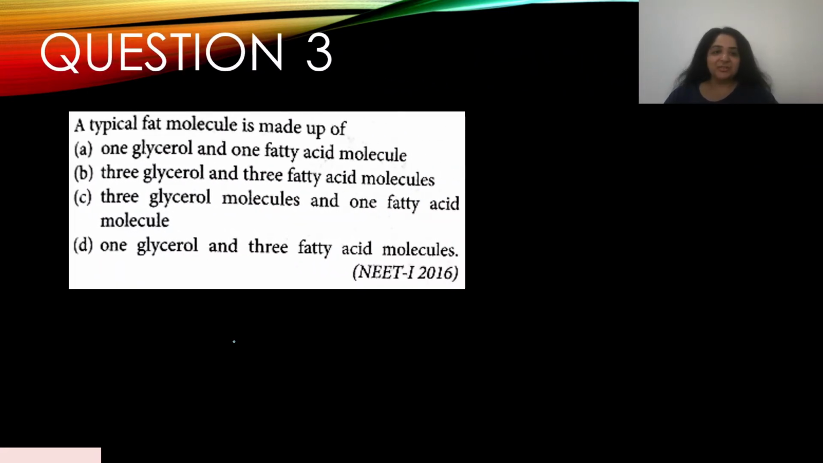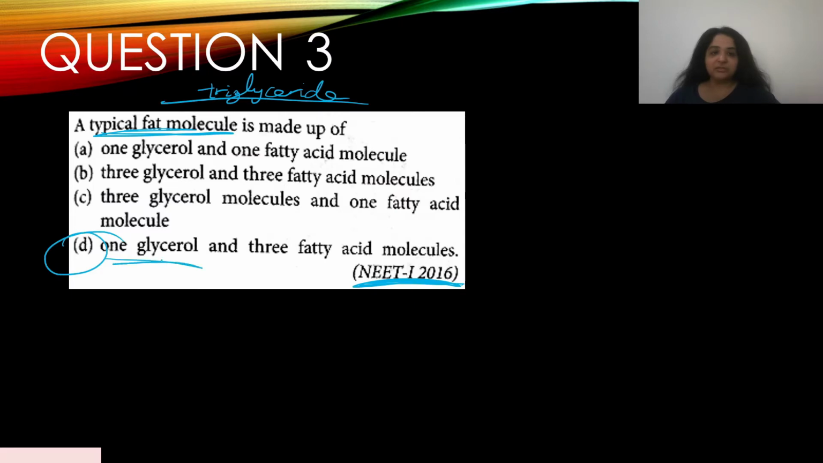Question number 3. A typical fat molecule is made up of, and this appeared in NEET 1 2016, A. 1 glycerol and 1 fatty acid molecule, B. 3 glycerol and 3 fatty acid molecules, C. 3 glycerol molecules and 1 fatty acid molecule, D. 1 glycerol and 3 fatty acid molecules. A typical fat molecule, basically they're talking about triglycerides. It's a typical fat molecule which is found in our body also. When fats break down, they form triglycerides. So the answer is D.